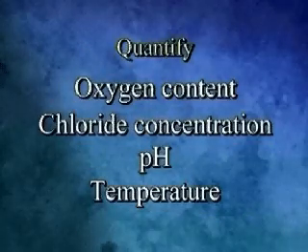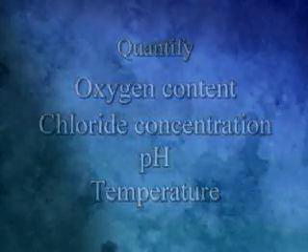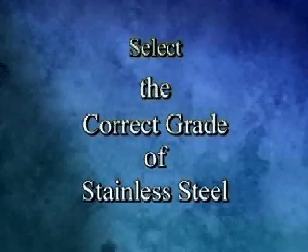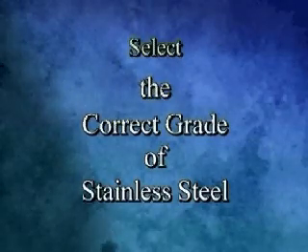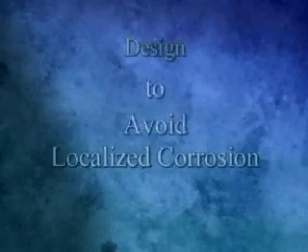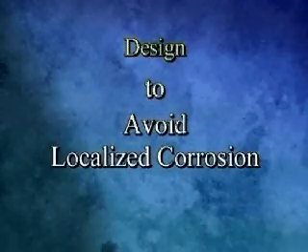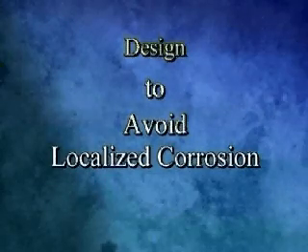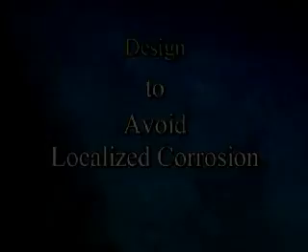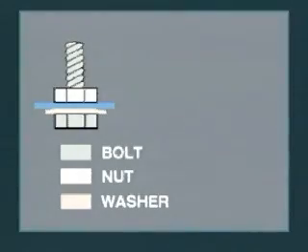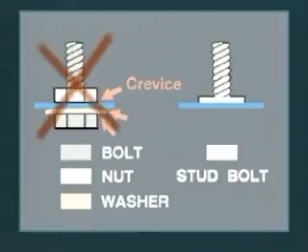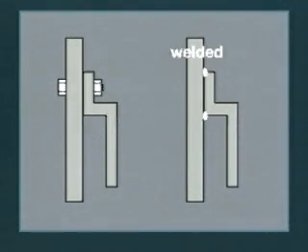The keys to success are, first, to quantify important factors of the working environment, and then to select the most appropriate grade of stainless steel to resist general corrosion. The second step involves using a combination of design skills and knowledge of stainless steel to avoid introducing localized corrosion problems. For example, this problem could have been avoided if the designer had eliminated the crevice by specifying stud welded bolts. Another solution could have been to use welds instead of bolts.